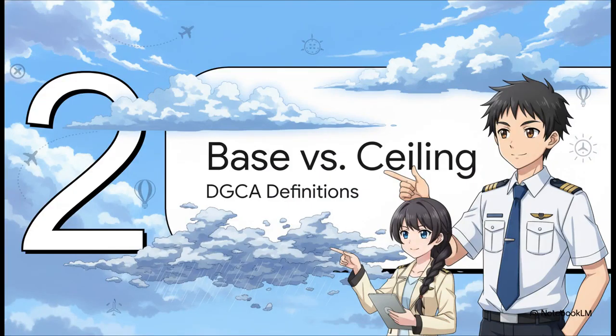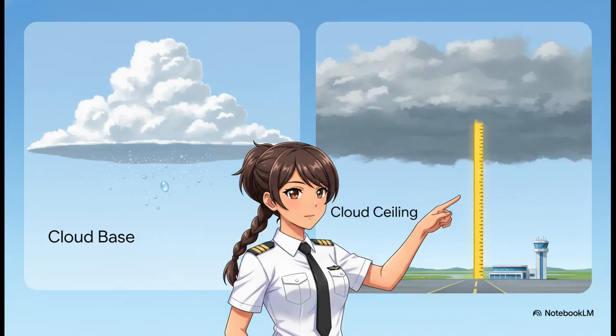Moving right along to section 2, diagnostic definitions, base versus ceiling. This is a very crucial DGCA distinction. Let's tackle a notorious trap that constantly trips up students on the exam, mixing up the cloud base and the cloud ceiling. Let's contrast these two directly so you never forget it. The cloud base is simply the lowest zone where the clear air haze perceptibly turns into water droplets or ice crystals. Think of it as just the physical bottom of any given cloud.